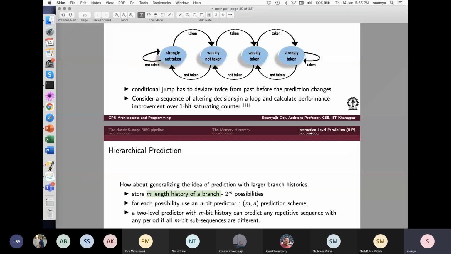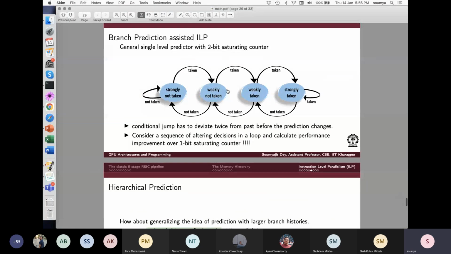For example, if you see here, suppose right now my state is strongly taken. Strongly taken means I will again say that you take the branch. So I take the branch. Now, if I take the branch and eventually I see that this is a correct decision, then I will stay here only. Are you with me? Anybody? Yes, sir. Now suppose I am again taking the branch, but I see that eventually my decision is wrong.